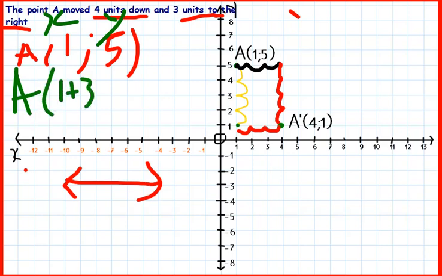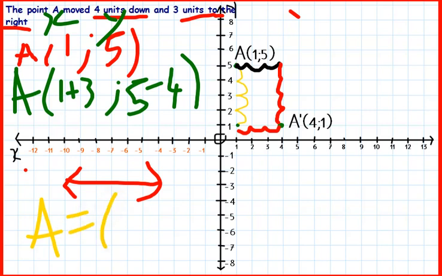So 1 plus 3. And then with the y or vertical shift, we moved 4 units down, which means we take away 4 from the 5, because we are moving down. And you'll see that our new point in yellow is going to be 1 plus 3 is 4 and 5 minus 4 is 1, and it's the same point as that one. So you can give the translation of your point if given the translation, and you don't need the graph.